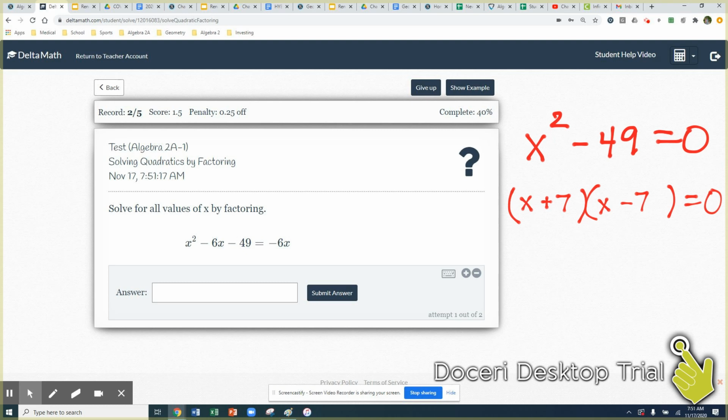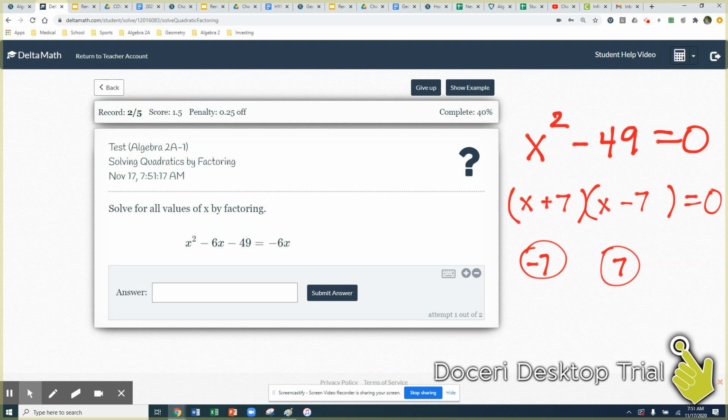If you FOIL that out, you'll get x squared plus 7x minus 7x minus 49. Well, plus 7 minus 7, what's going to happen with those two? They're going to cancel out. So that's how they factor: x plus 7, x minus 7. Now we set each of them equal to 0. We're going to get negative 7, positive 7. There's going to be our two solutions.